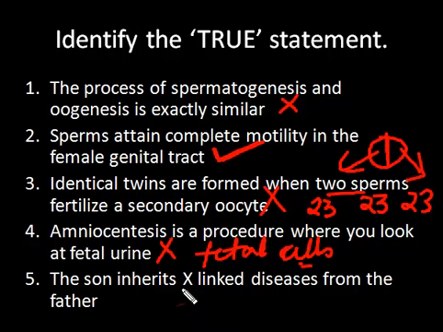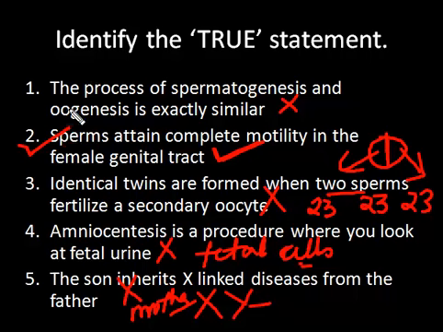Number 5: the son inherits X-linked diseases from the father. This is also false, because the son is a male and he has XY sex chromosomes. The Y comes from the father, the X comes from the mother. So X-linked diseases, the son always inherits from the mother, not from the father. Therefore, this one here is the true statement.